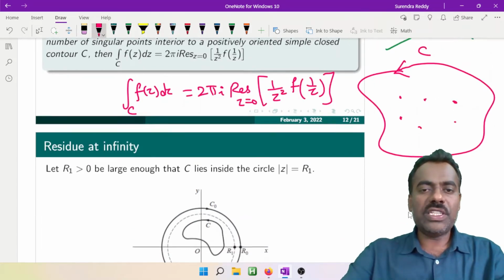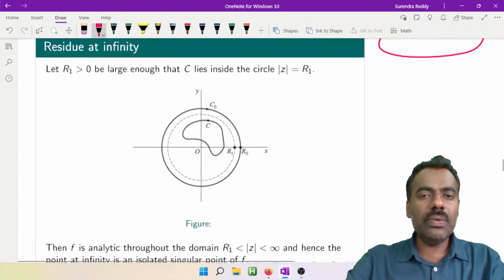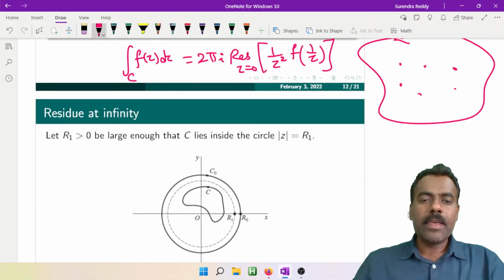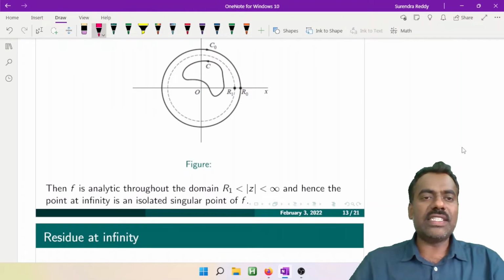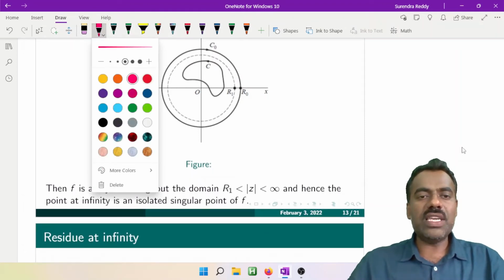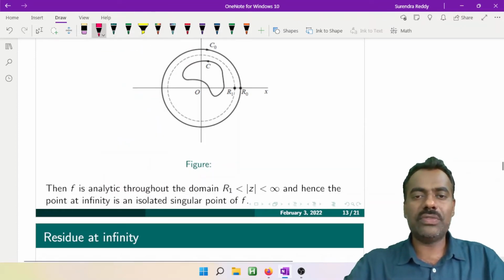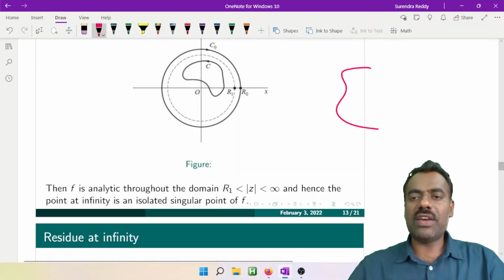The proof is not a difficult one. The idea is very simple. Let's understand this picture here. So take C, this is our C. I'll draw that picture here so that we can understand. So first we have C here.